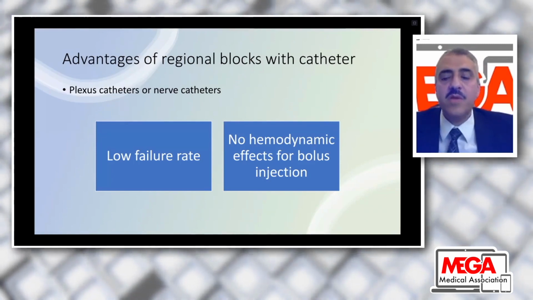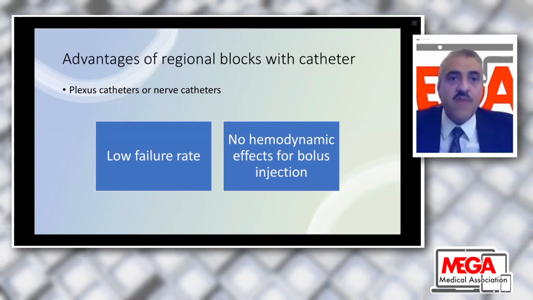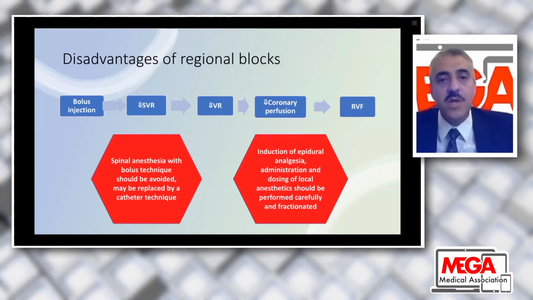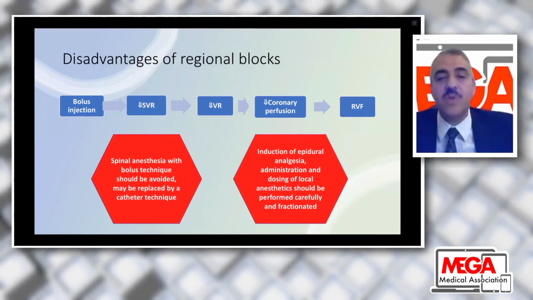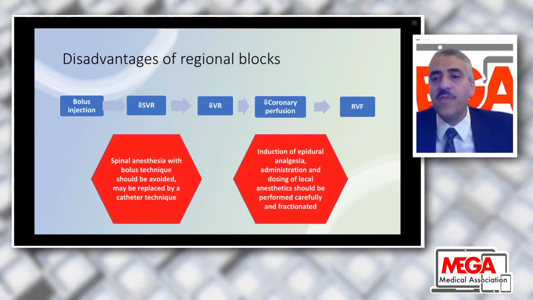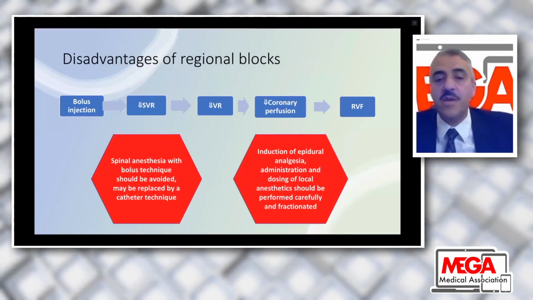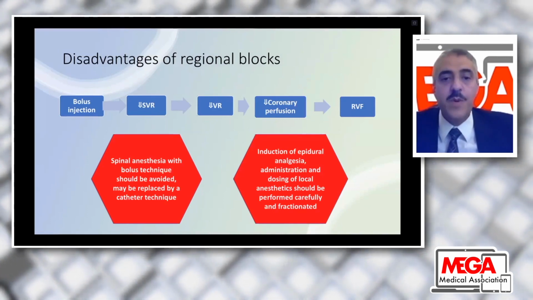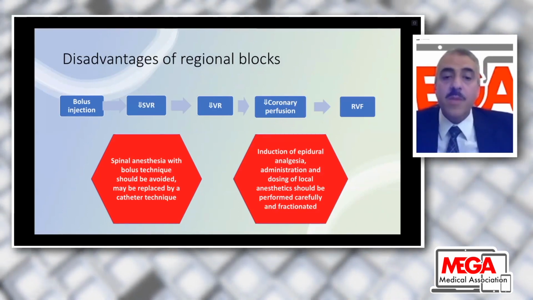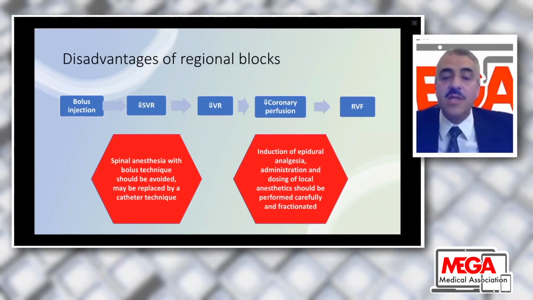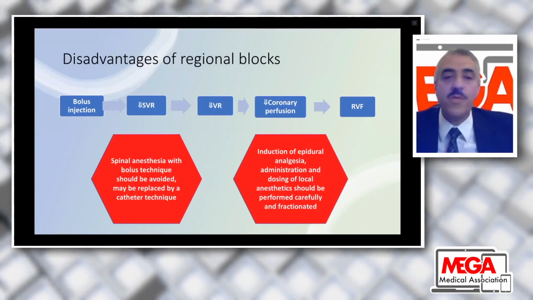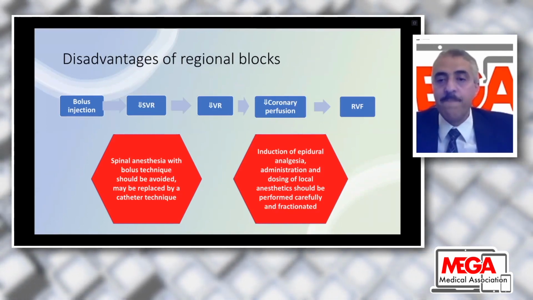However, regional blocks have many disadvantages. First, the bolus injection, for example in spinal anesthesia, will increase the systemic vascular resistance, decrease the venous return, decrease the coronary perfusion, and right ventricular failure might start. So spinal anesthesia with bolus technique should be avoided. It may be replaced by the catheter technique with slowly increasing volumes or doses of the spinal anesthetic.